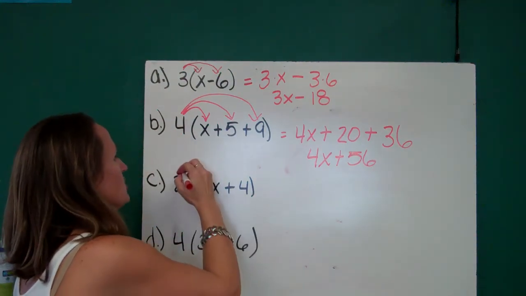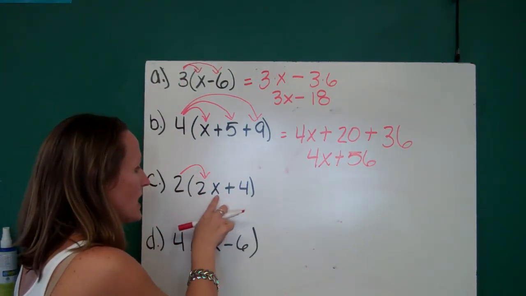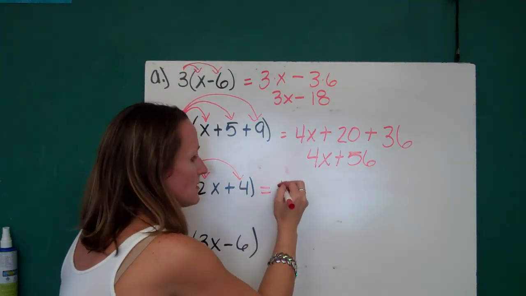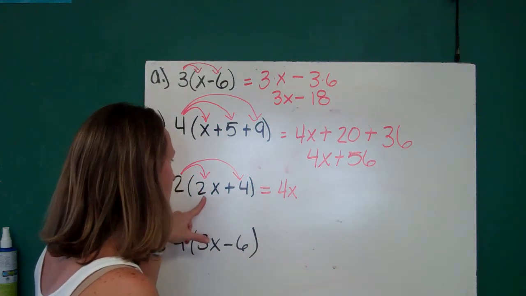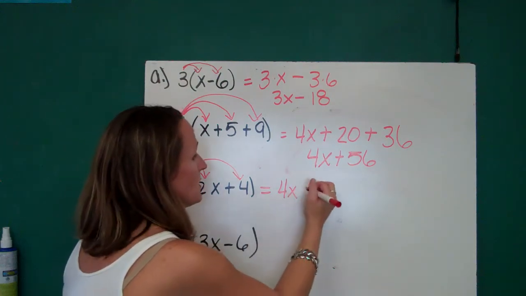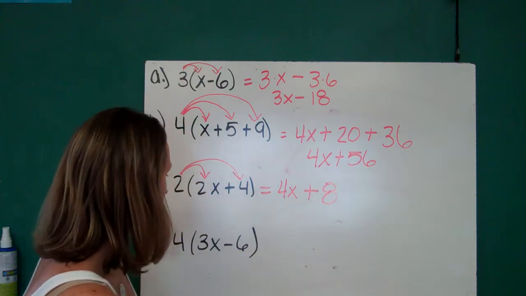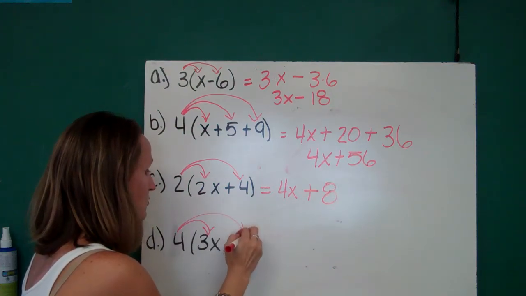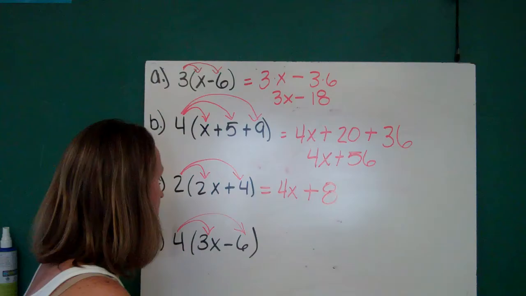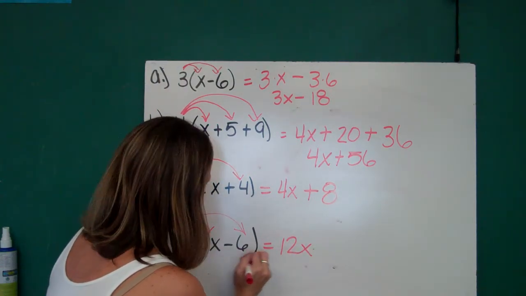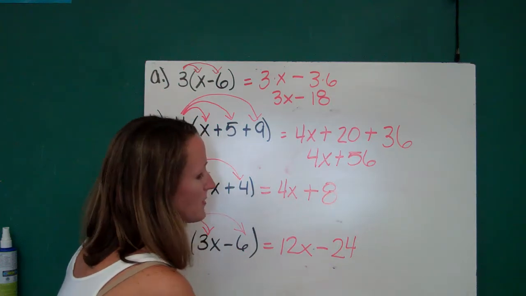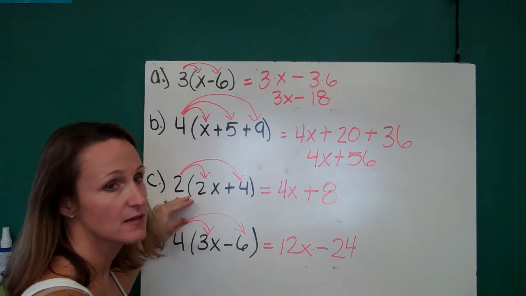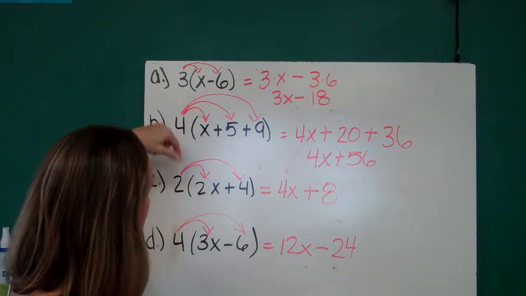Okay, what about this one? 2 times 2x, this time I had a variable expression, and then 2 times 4. So 2 times 2x, that's just 4x. It's okay if you have a coefficient in front of your variable. And then 2 times 4, of course you know, is 8. And then here, once again, I have a coefficient in front of my variable expression. But 4 times 3x and 4 times, this time it's a minus 6 or a negative 6, I'm going to get 12x minus 24. Okay, so very simple. I'm distributing the number on the outside. This is just a little coefficient on the outside.